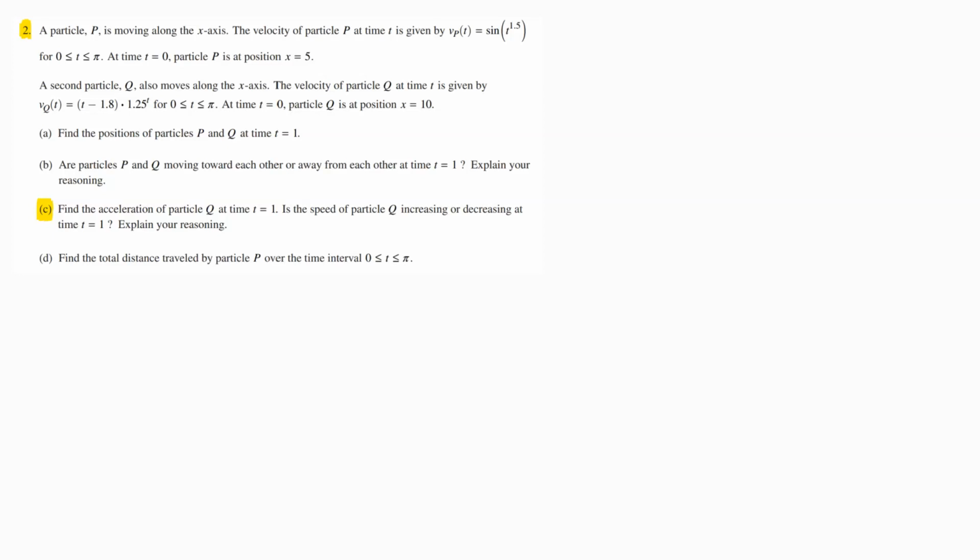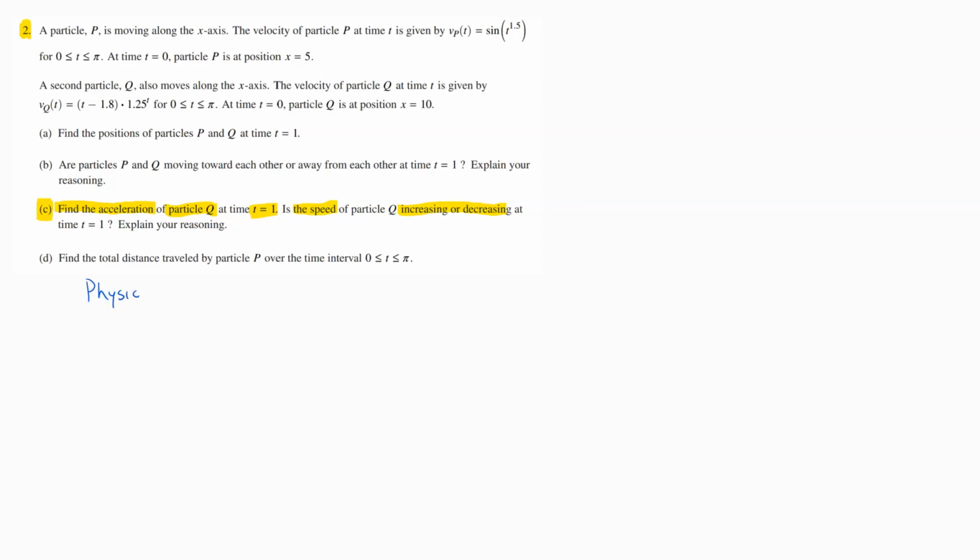Question C here actually has two pieces that we have to take care of. The first question wants us to find the acceleration of particle Q at this specific time. And then the second part of the question will talk to us about whether or not the speed of that particle is increasing or decreasing. So let's start off with the first part. Let's find the acceleration at t equals 1.